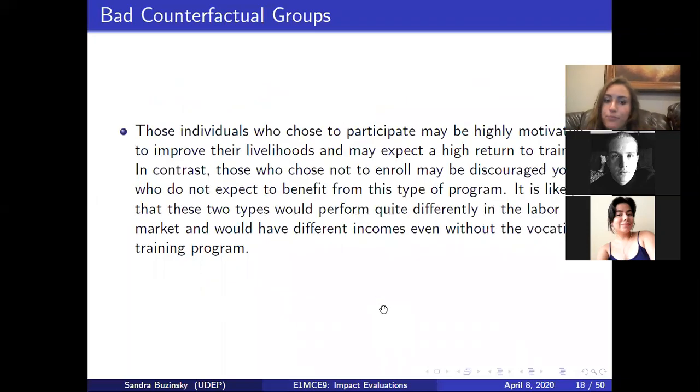This is the problem. Those individuals who chose to participate might be highly motivated to improve their outcomes, their livelihoods. They might be more motivated to find a better job, and they might have a higher return to training as it is. So maybe even these groups are different in unobservable characteristics, and maybe these two groups respond differently to treatment as it is.